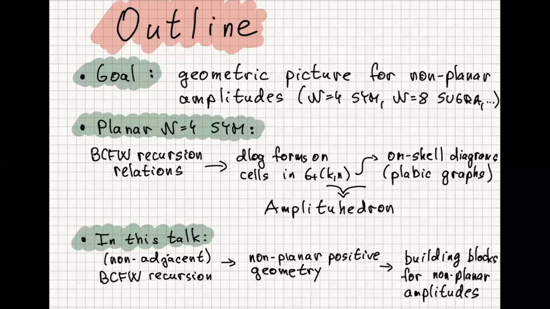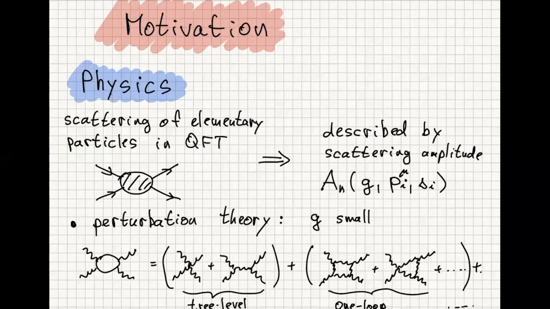Okay, so that was a long motivation to get there. So let's just start. I divide it into physics and mathematical motivation. On the physics side, what we are interested in is the problem of scattering of elementary particles in quantum field theory. And this is described by a mathematical object called scattering amplitudes, which is a function that depends on coupling, depends on momenta, depends on some spin information, helicity for us, because we will talk about massless particles.